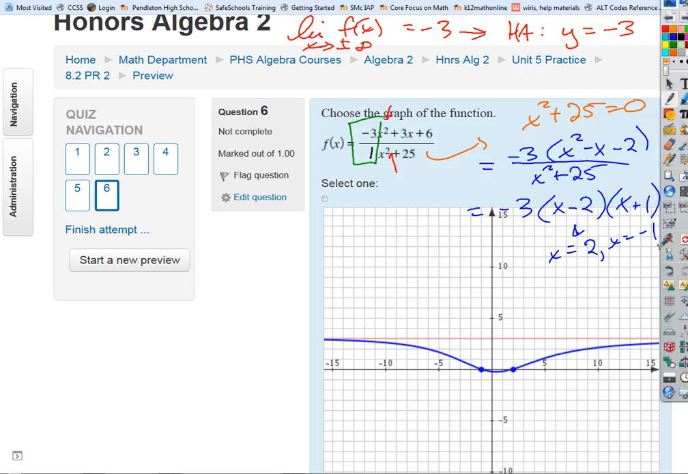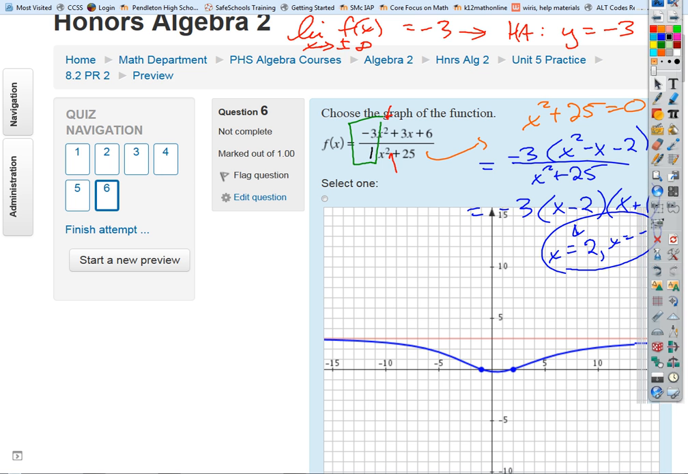So that's really what we need here, isn't it? We need to know that we've got x-intercepts at 2 and -1. We've got a horizontal asymptote at -3, and that's about it for this function. There's not a lot more we can do, is there? There's not much going on. So we would just have to go in search of that function.